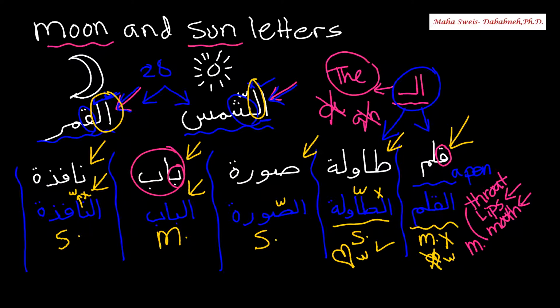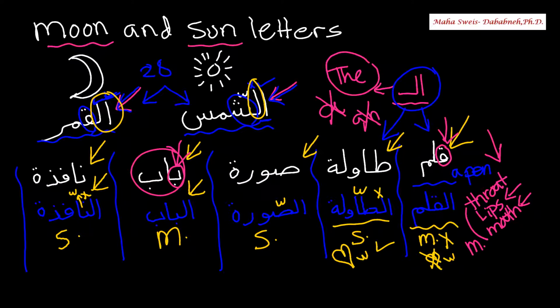Otherwise, you have to memorize 14 letters sun, 14 letters moon. And I really hate just memorizing things because we have so many rules. So instead of memorizing, just remember how to distinguish if it's qamar, if it's moon. Anytime you focus on the first letter, qa, throat, ba, mouth or lips, then it's moon.